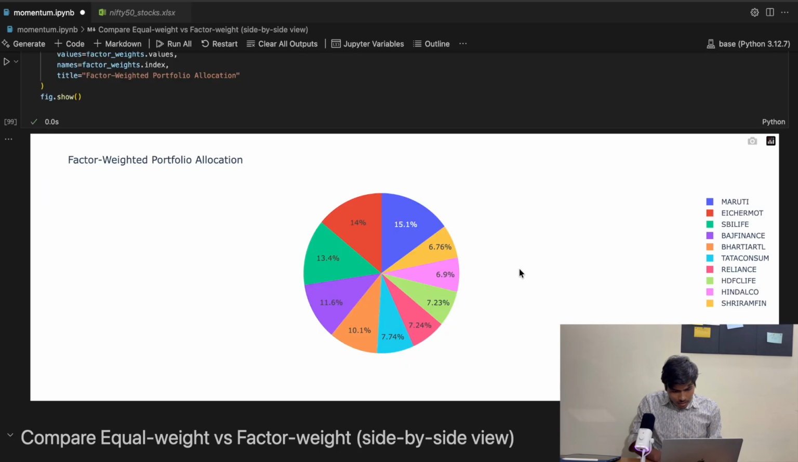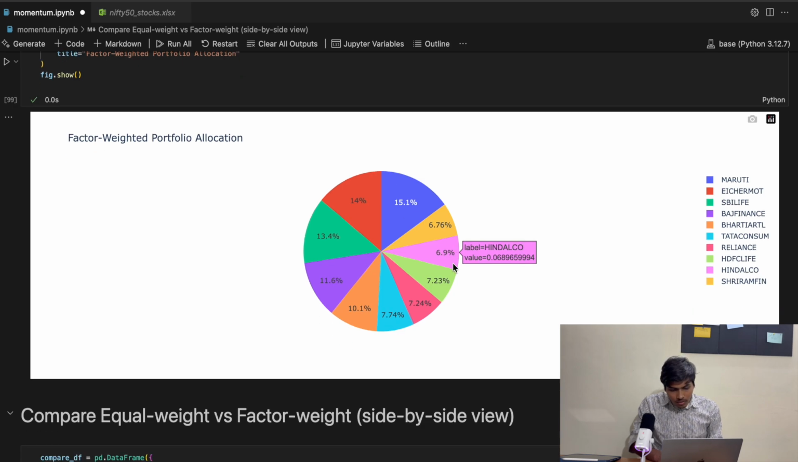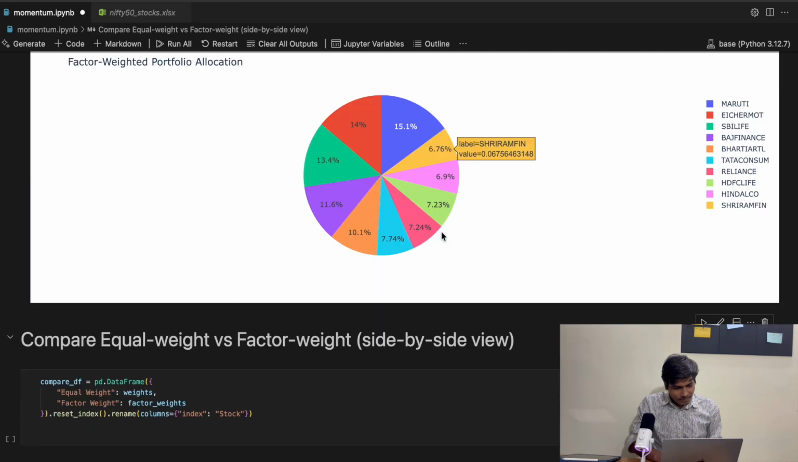It is something like this, you can see. Okay, Maruti got the highest and least got, I think Reliance got the least. No, Hindalco got the least. Okay, sorry, Shriram Finance got the least.